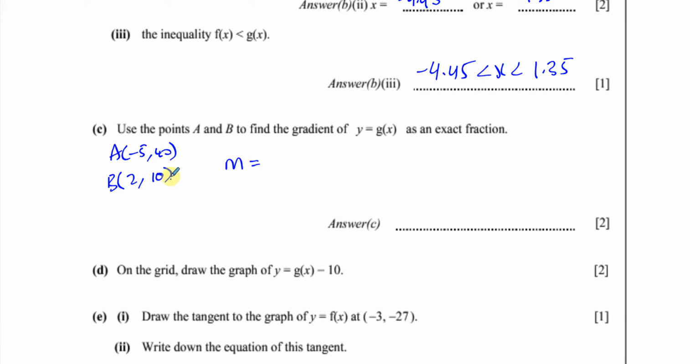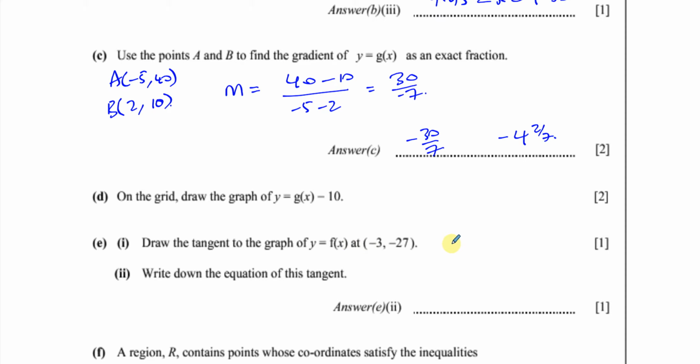So the gradient is the change in y, which you can say is 40 minus 10, over the change in x, which is minus 5 minus 2. So you have 40 minus 10 is 30, minus 5 minus 2 is minus 7. So we can say minus 30 over 7. We can leave it like that. That's fine. We can also write it as a mixed number if you want. You can write minus 4 and 2/7, because 7 goes into 30 4 times remainder 2. Either of them is okay.